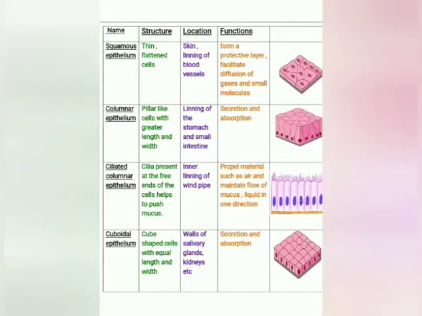In ciliated columnar epithelium, a hair-like structure called cilia is present, which helps to propel materials such as air and maintain flow of mucus or liquid in one direction. It is mainly present in the inner lining of the windpipe. Cuboidal epithelium are found on the walls of salivary glands, kidneys, pancreas, etc. They are cube-shaped cells and also help in secretion and absorption.